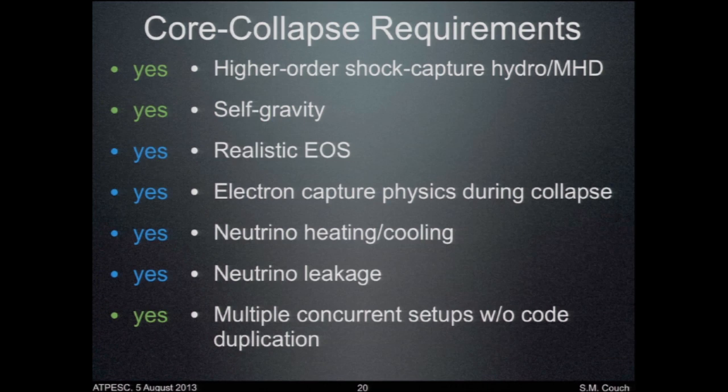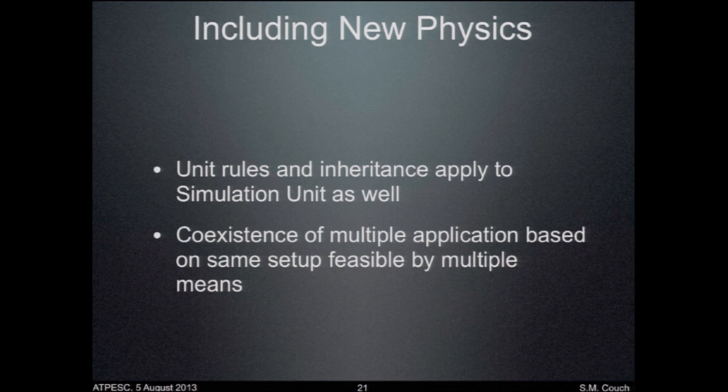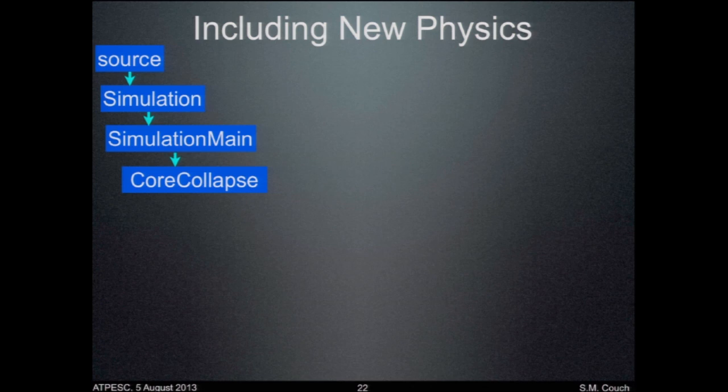We've got the physics that we need to do core collapse supernovae. And let's talk about having multiple setups of the same basic simulation without having too much code duplication. So to include new physics in your simulation, the unit rules and the inheritance rules apply to the simulation unit as well. The simulation unit is where you're going to store your setups and your applications and the rules for building those applications. And within the simulation units, you can have the coexistence of multiple applications that are based on the same basic setup by having alternate implementations just like you would in other units of Flash.